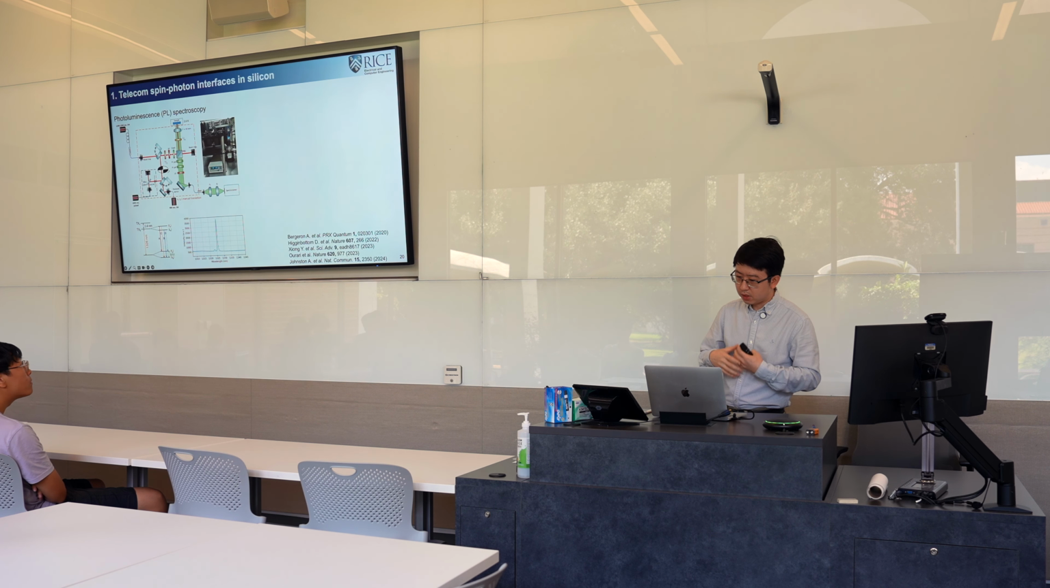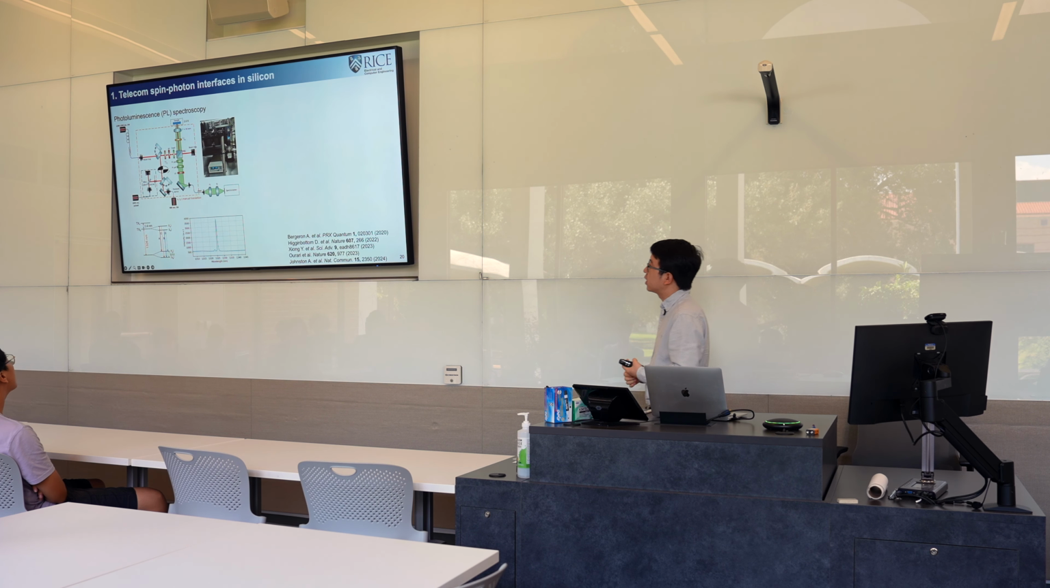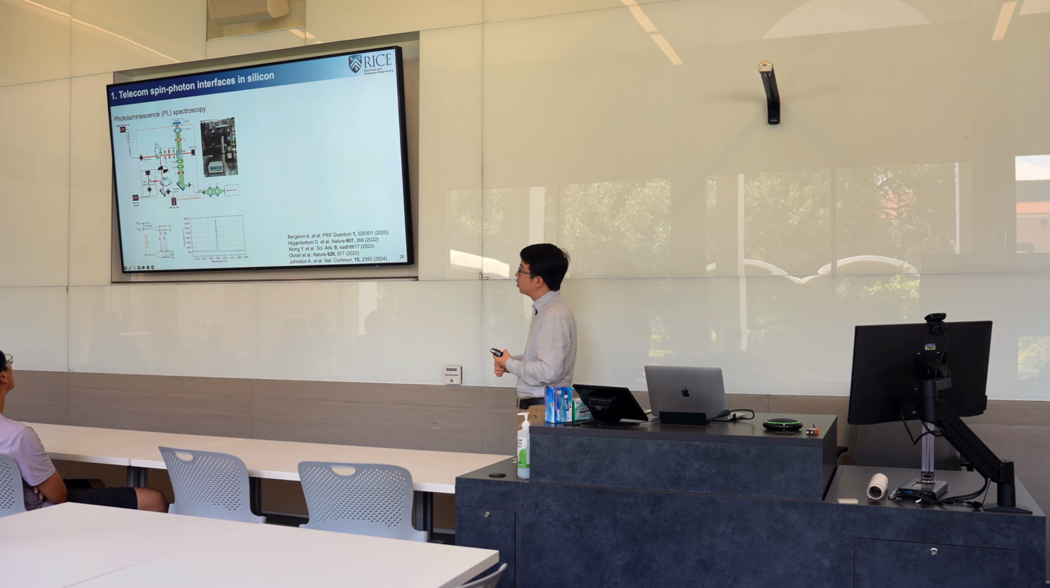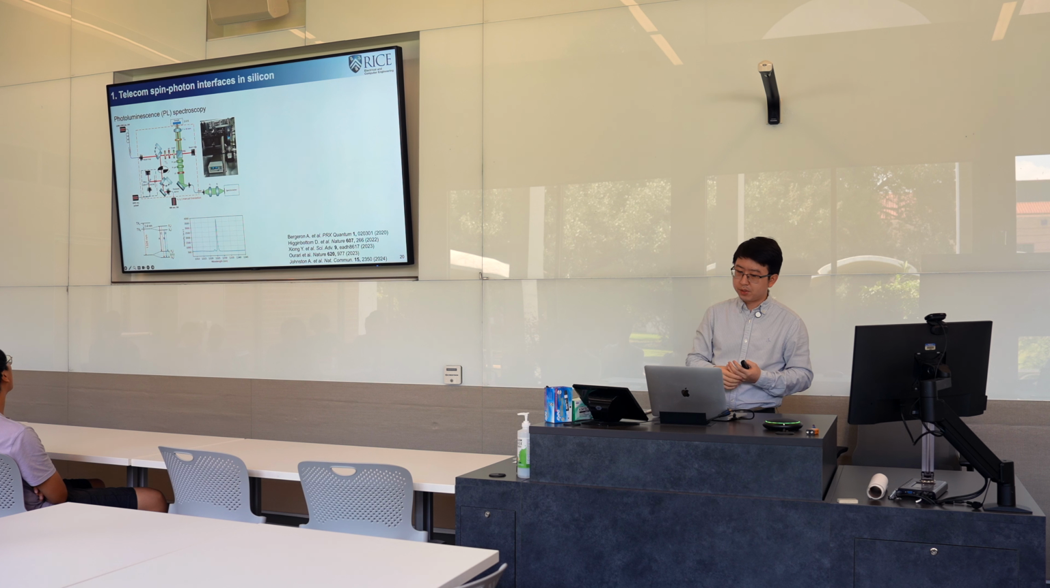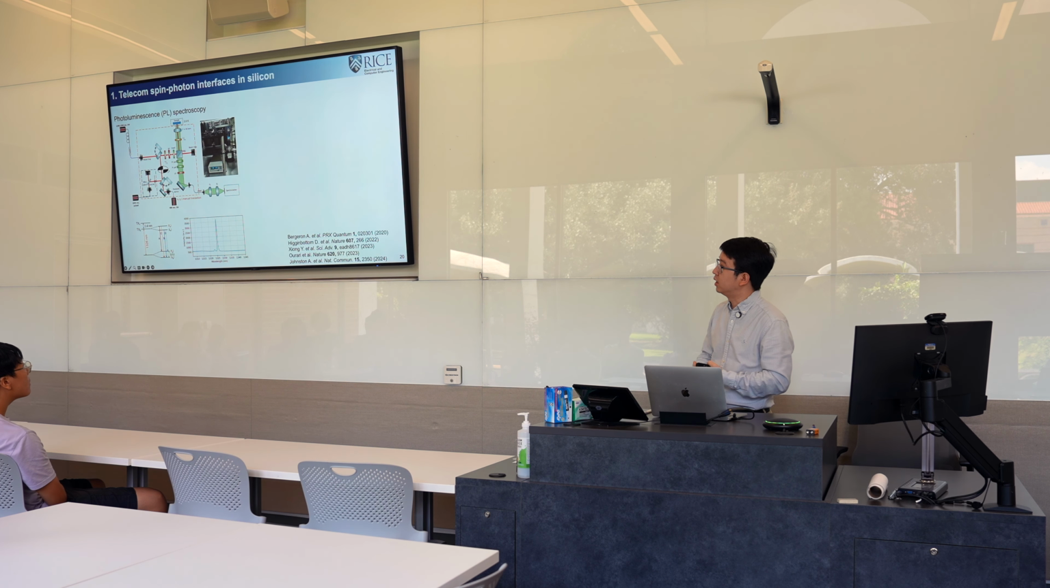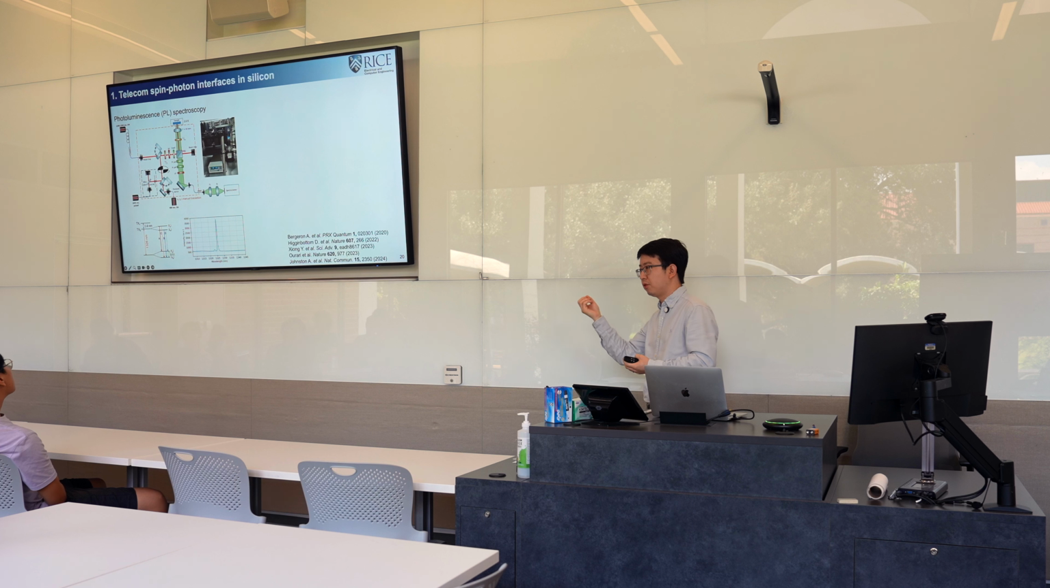We also have an effort on trying to find other potential quantum defects in silicon. So we built up this cryogenic PL spectroscopy setup. Basically, you have a broadband laser, and you shine it onto your sample, and then you see the fluorescence.